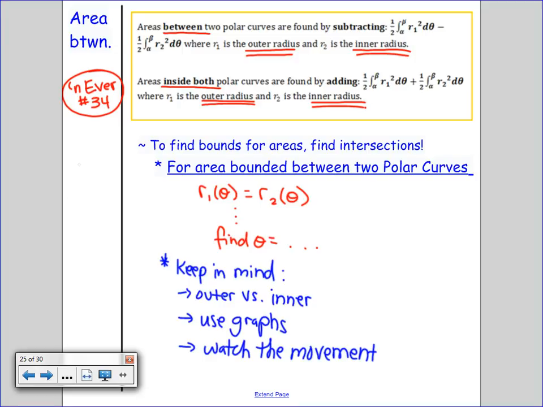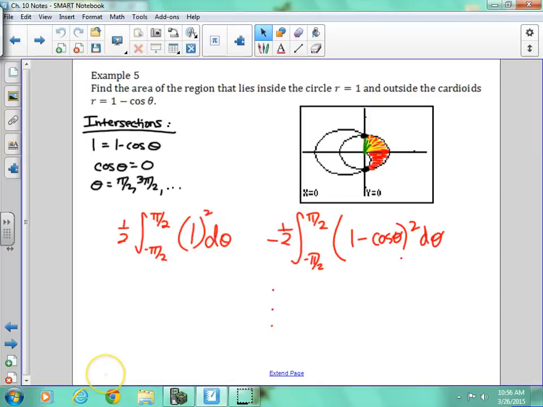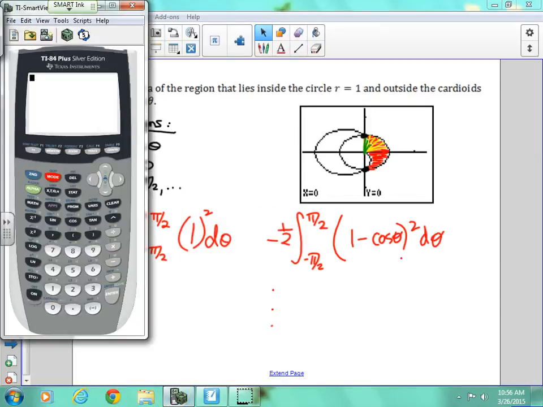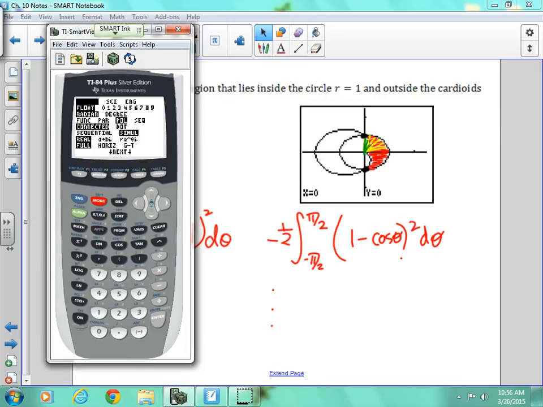Watch the movement. Guys, in your calculators, can you throw these two into your calculators really quickly? Not to say that you necessarily can always use your calculators, but I want you to throw these two functions in. Couple things first. I need you in radian mode, polar mode, and simultaneous mode, simul. Then we're going to plug in our two different polar equations.